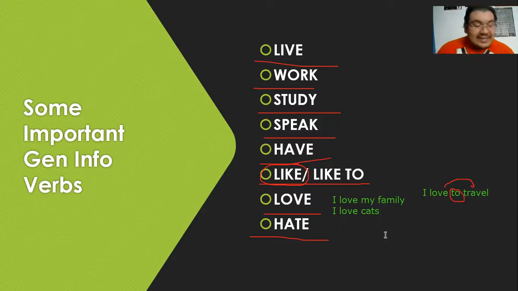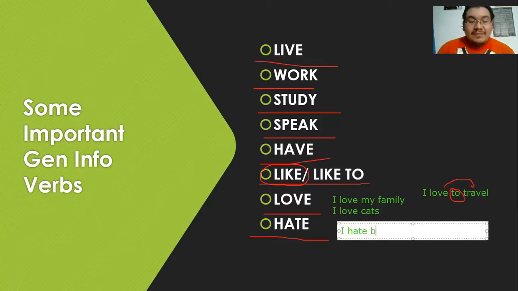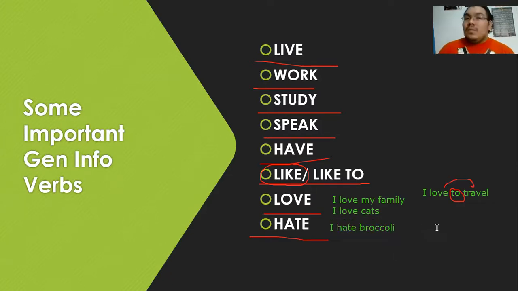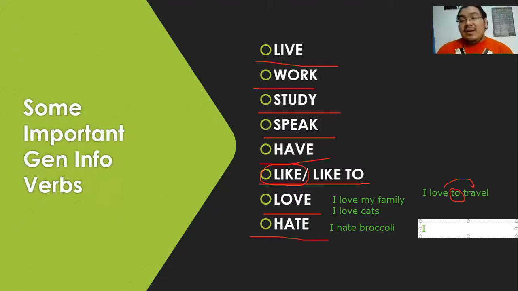Hate utiliza el mismo concepto. I hate broccoli, for example. Odio el brócoli. Pero si quisiéramos decir odio comer brócoli, ¿cómo se escribiría? I hate to eat broccoli. Eat significa comer. Odio comer brócoli, por ejemplo. Ahí lo tienen.